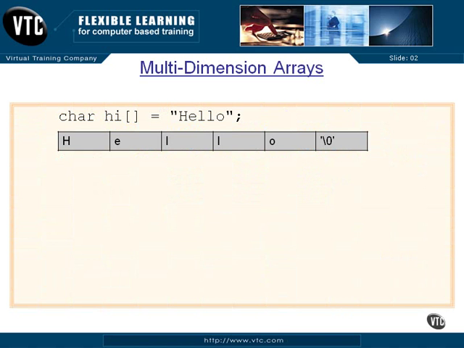Now here's a single dimension that we've already talked about. We have a little character array called hi. We've left this open so that it will be defined at compile time, and it will be 6 because there's 5 characters here and then our null, because we put the double quotes around it. So this is what comes up in memory, HELLO, and then the null at the end of it. So this is hi sub 0, hi sub 1, 2, 3, 4, and hi sub 5. And the subscript goes right in there. That's a single-dimension array.